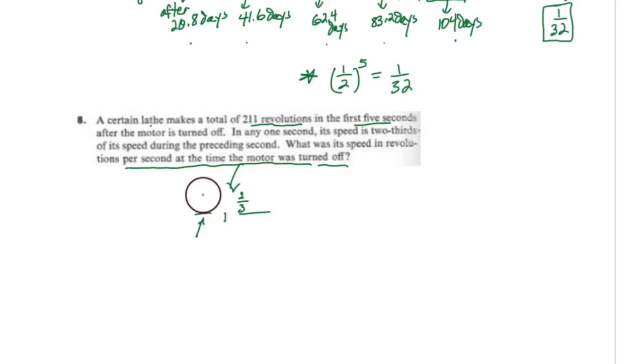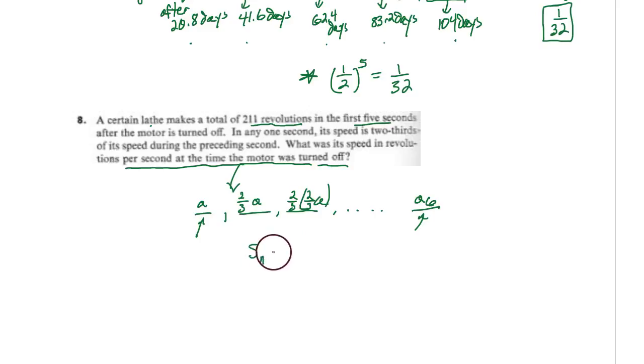Well, we don't know the first number. Let's call it a. So the next speed is 2/3 of a. And the next one after that is 2/3 of 2/3 of a, and so on. If this one right here represents the original speed when you first turn the motor off, then 5 seconds later would actually take us to the 6th term. We're told that the total is 211. So we have a geometric series, and we know the sum is 211.